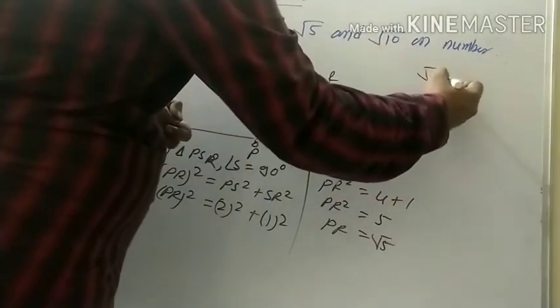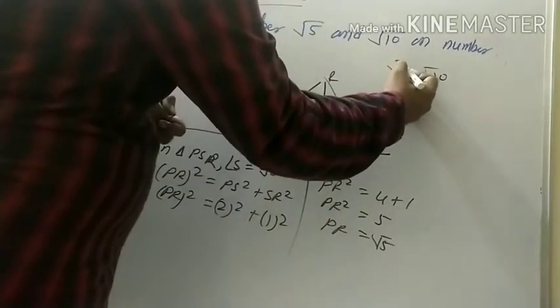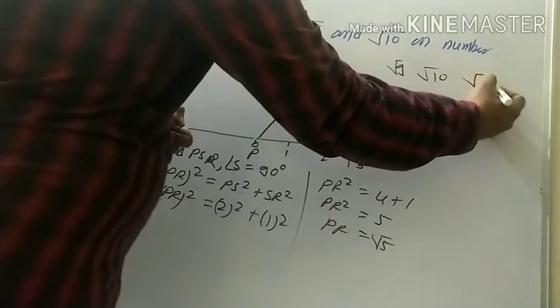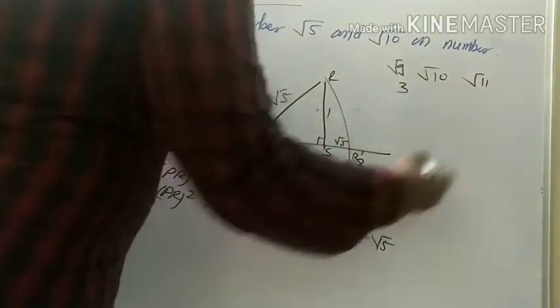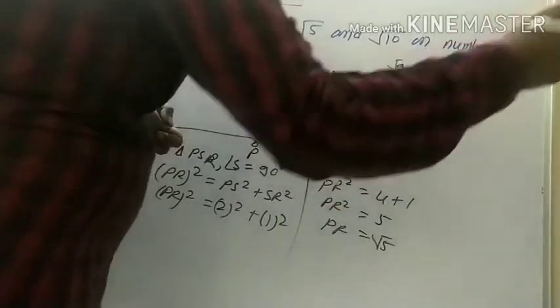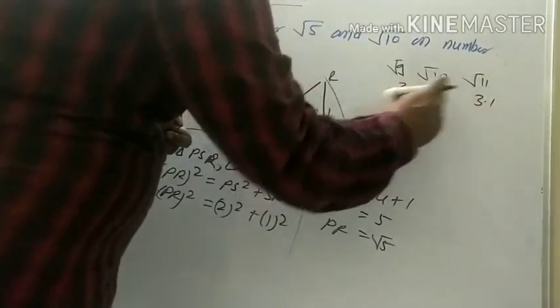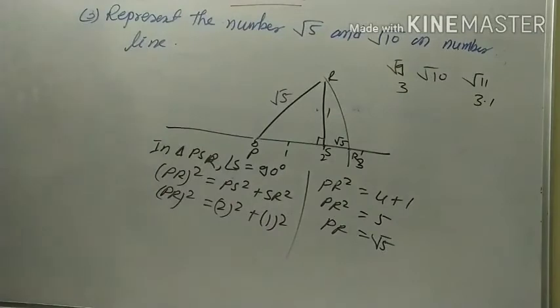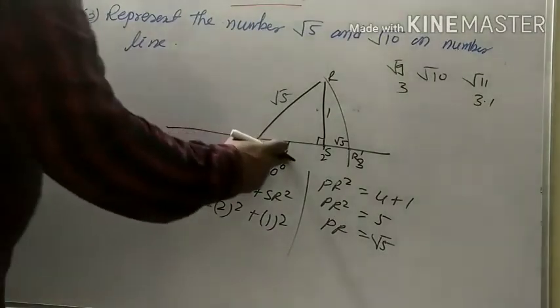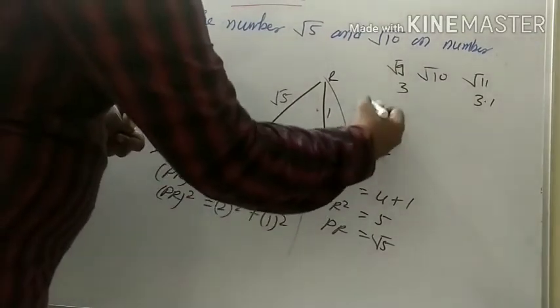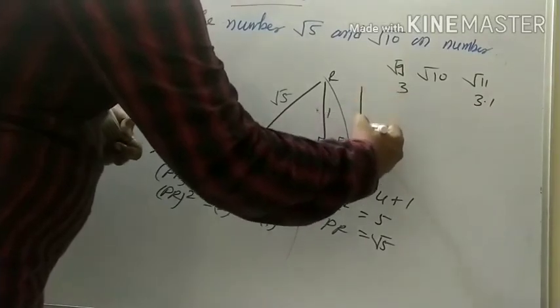Root 10 comes in between what? Root 9 and root 11. That means root 9 is what? 3, and root 11 is about 3.1. That means root 10 comes in between 3 and 4. So 0, 1, 2, 3. It is 3. We make one line of 3.